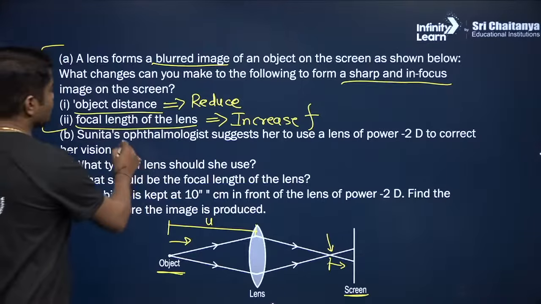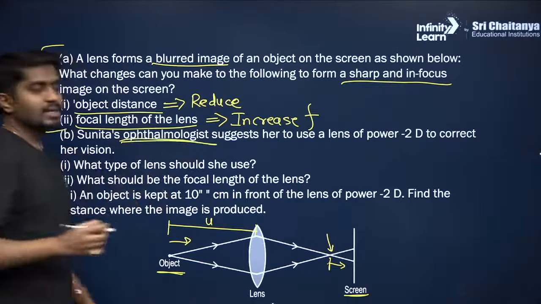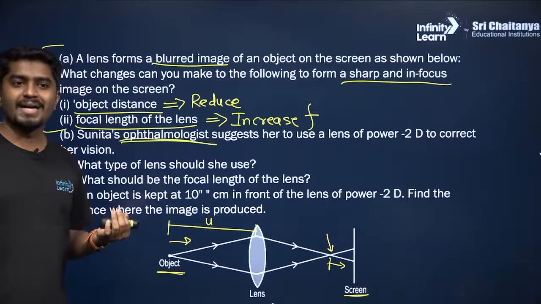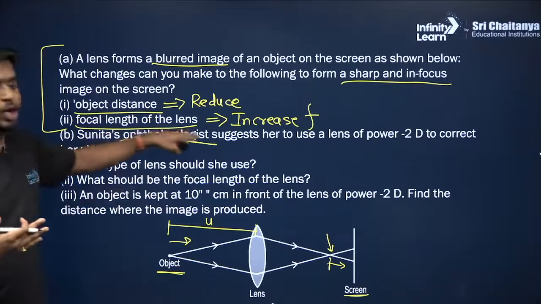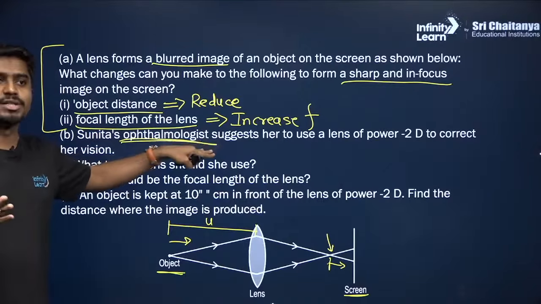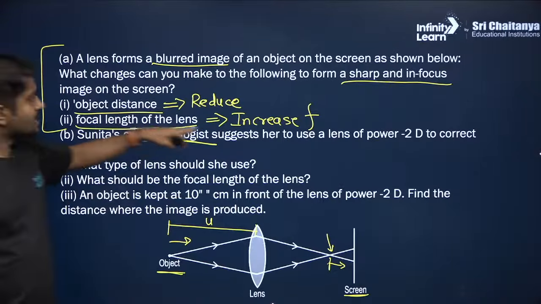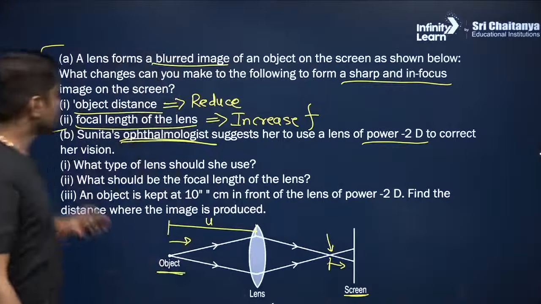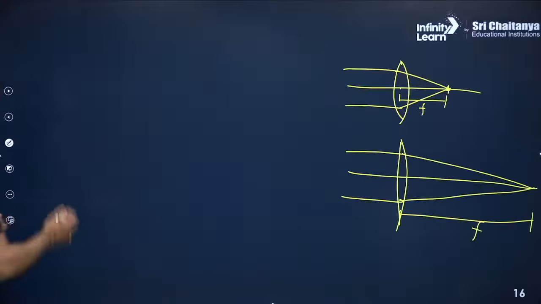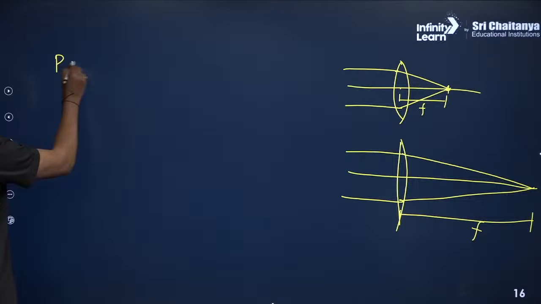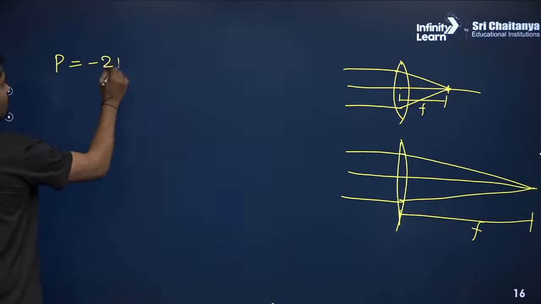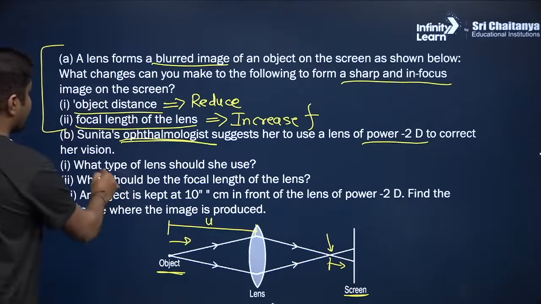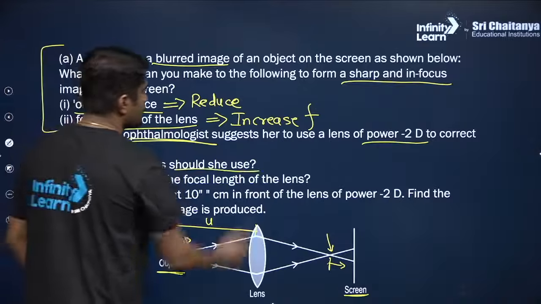Sunita's ophthalmologist. So do you know what is an ophthalmologist? A doctor. Let's suppose if you have some problem with your eye, some eye defect, you go to a doctor that is called an ophthalmologist, eye doctor. Okay, suggest her to use a lens of power -2 diopter to correct her vision. So now let's write down power of the lens given is -2 diopter.